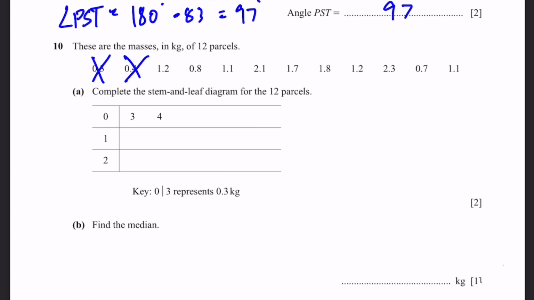Next, are there any more starting with 0, which means 0 point something? Yes, there are two more, which are 0.7 and 0.8, which I shall cross out now and fill in the numbers 7 and 8, since they are the second digit or the decimal place in the number here. So 0/7 is 0.7 and 0/8 is 0.8.